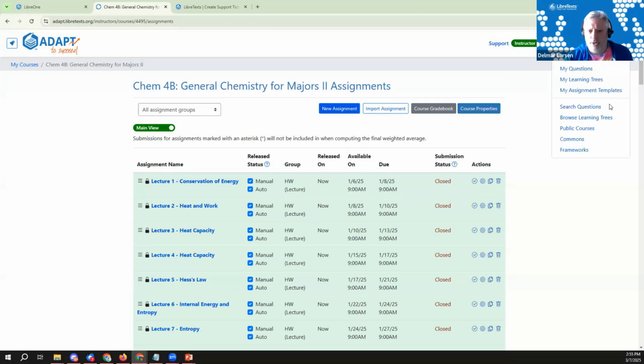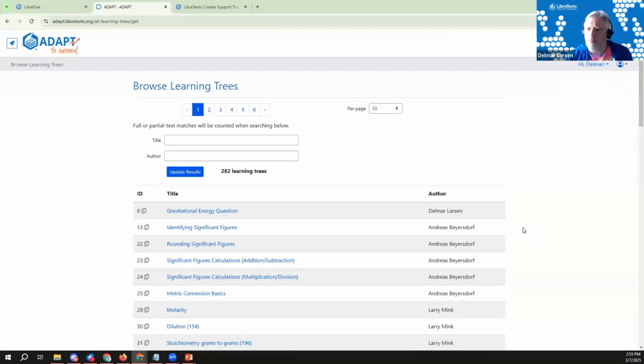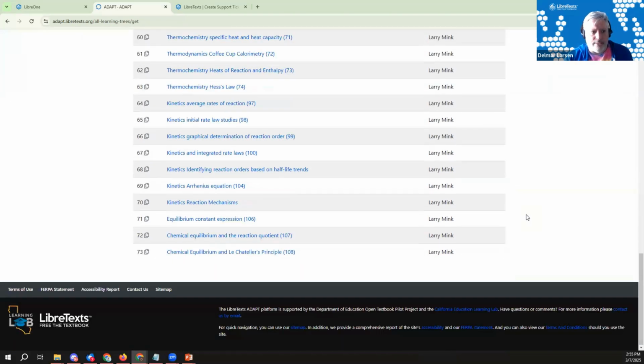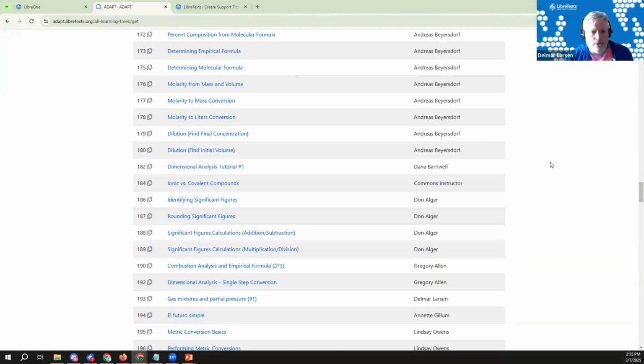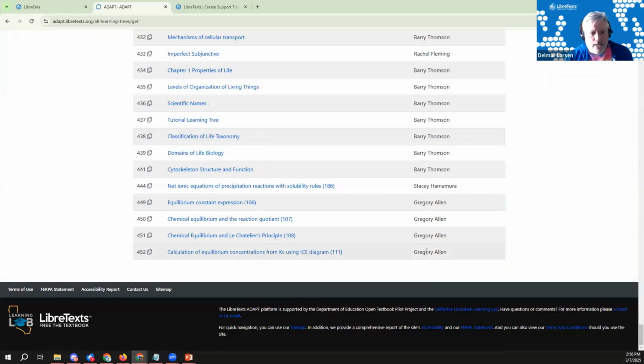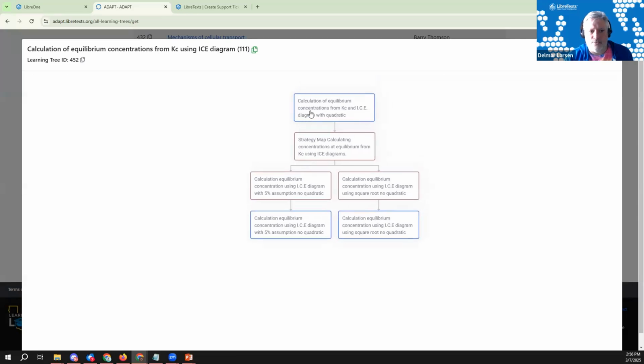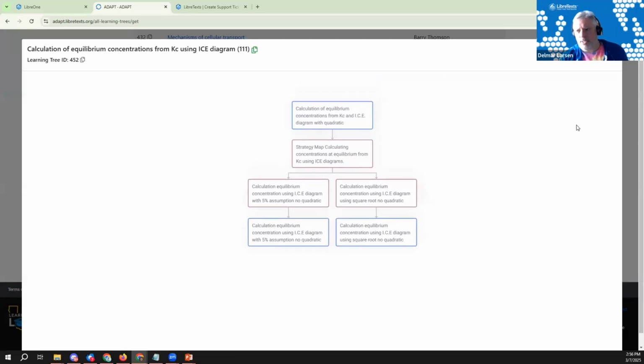If you go under dashboard and go to browse learning trees, you'll browse all the open, public learning trees. I'm not going to tell you that every learning tree is perfect. Some of them require a bit more processing. For example, earlier today, Greg Allen, a faculty member at Mendocino College, was talking about his experience, and here's a learning tree he's put together. It's relatively simple. It doesn't have to be overly complex to still get benefits for the students.